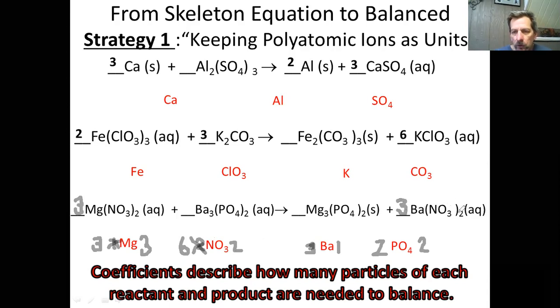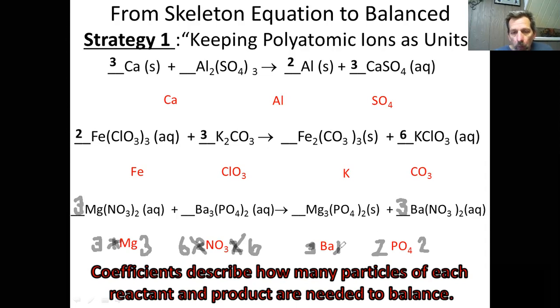3 times the 2 behind here creates 6 nitrate. So the 2 that used to be there is no longer valid. Now there are 6. Now our nitrate, or NO3, is balanced. What we need to notice is this changed the barium amount from the original 1 on the product side to, it tripled it to 3.